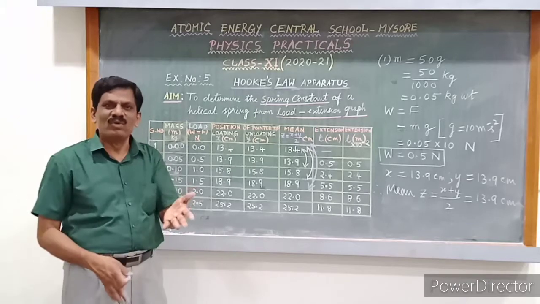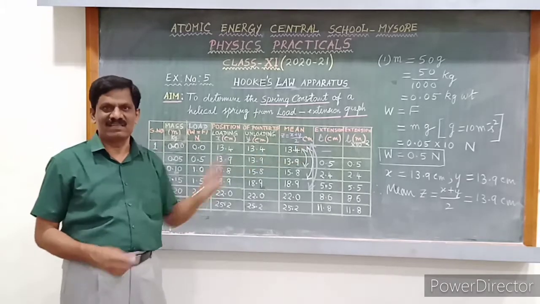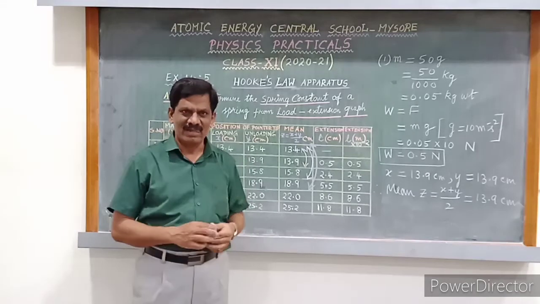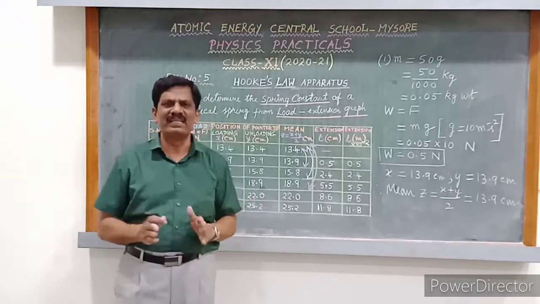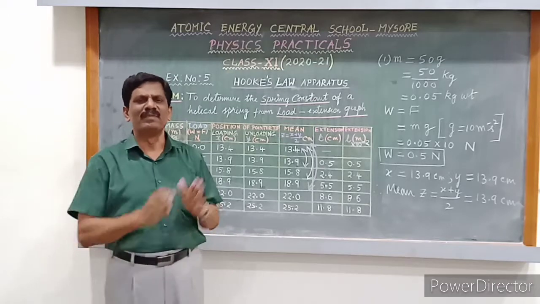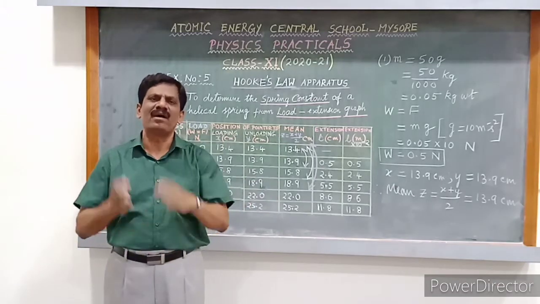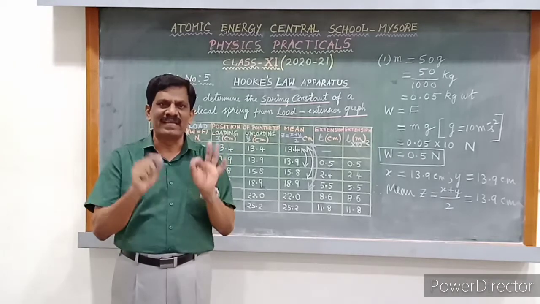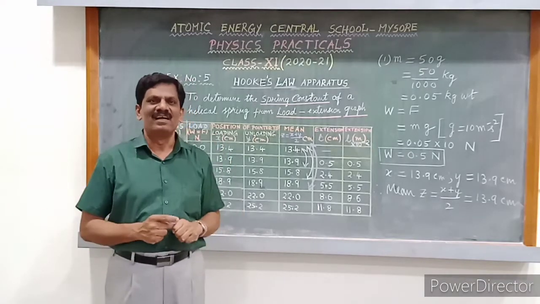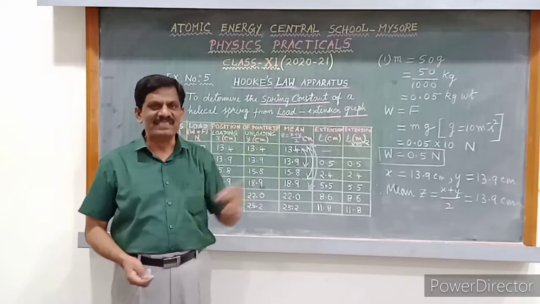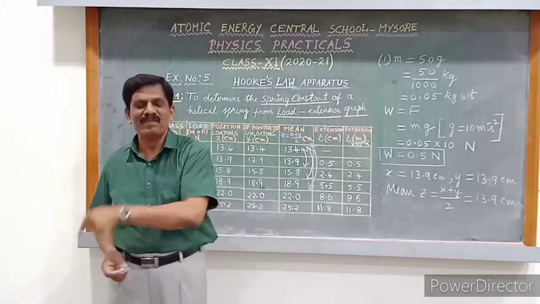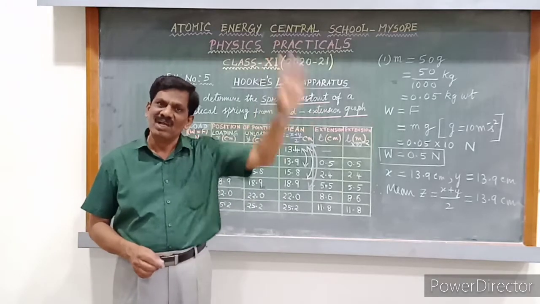Based on the load, what is changing? Extension. Therefore, extension is called what? A dependent variable. So you must very clearly know, whether it is an electronics experiment or the electrical Ohm's law experiment or the spring experiment, the independent variable only must be taken along the x-axis, and the dependent variable, which depends on the independent quantity, must be expressed on the y-axis.